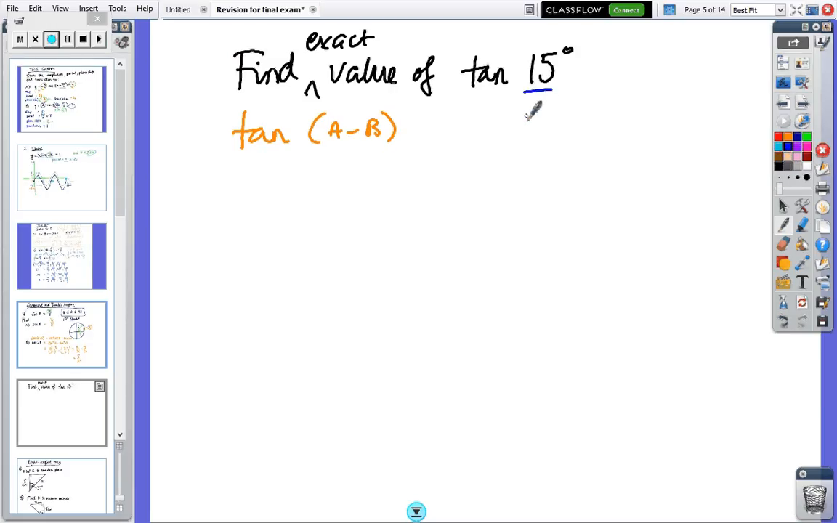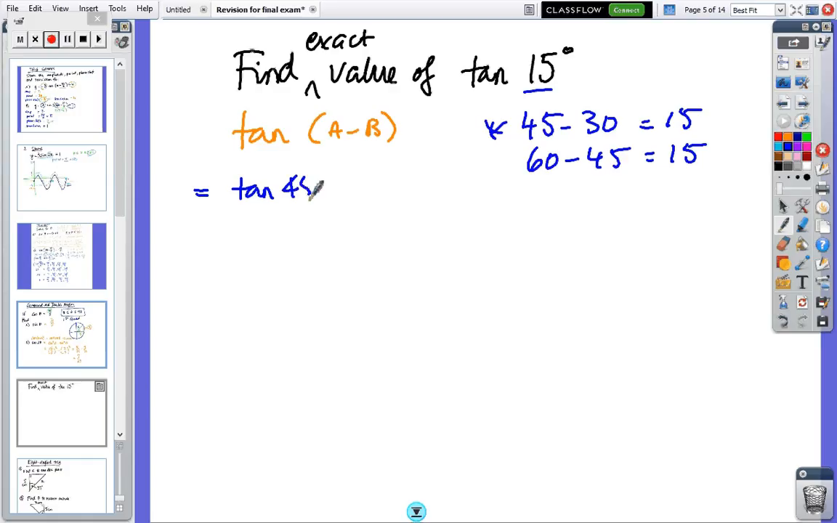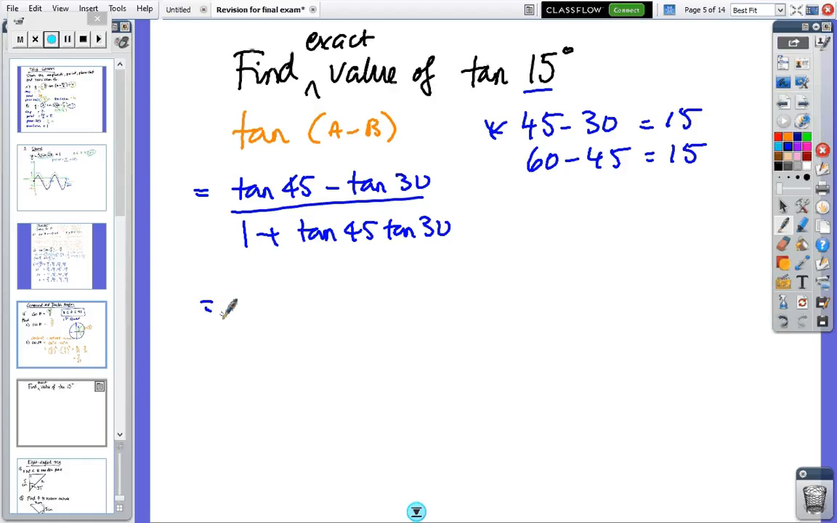Okay, so to get 15, 45 minus 30 equals 15, or 60 minus 45 equals 15, and it doesn't matter which one you use, you'll get the same answer. So, from your formulas, I'm going to use the first one. So I've got tan 45 minus tan 30 over 1 plus tan 45 tan 30. That's the formula. Okay, so the formula is minus on the top and opposite on the bottom. So we've got some maths to do.